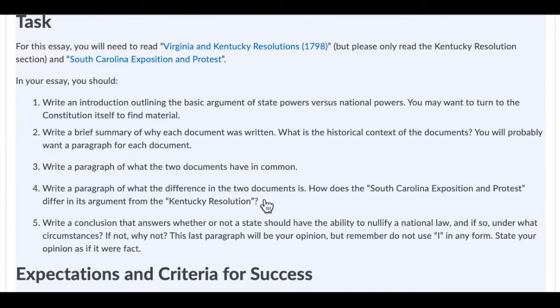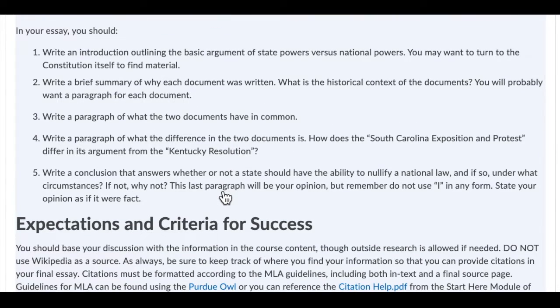Write a paragraph of what the difference in the two documents is. How does the South Carolina exposition and protest differ in its argument from the Kentucky resolution? Here you might want to take a look at the issue of motivation. What was motivating Jefferson and Madison, but particularly Jefferson, in the Kentucky resolutions? He wrote it. What was motivating Calhoun, the South Carolina senator, in the South Carolina exposition and protest? And that will help shape your understanding of what the difference in the two documents is. And again, the more specific you are, the better.